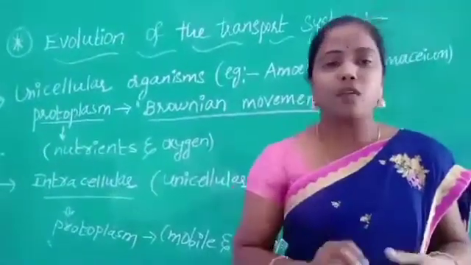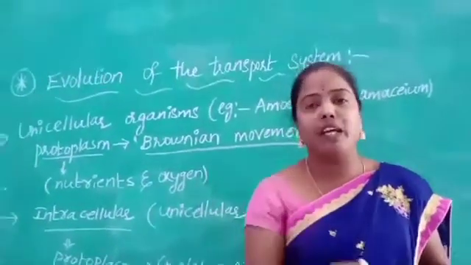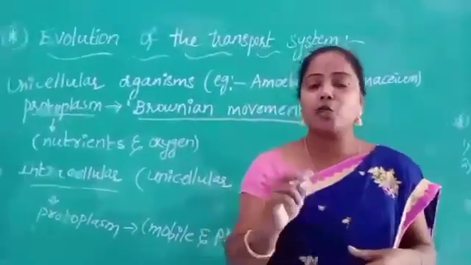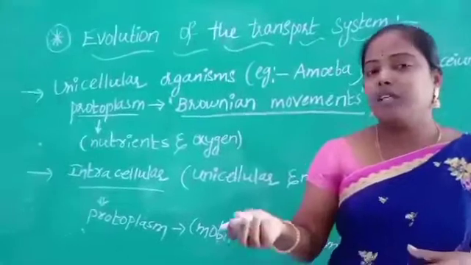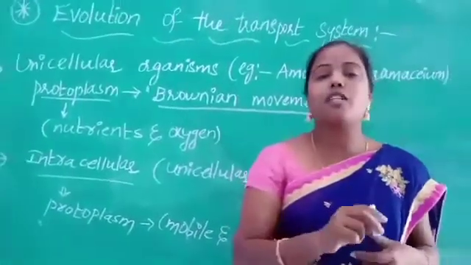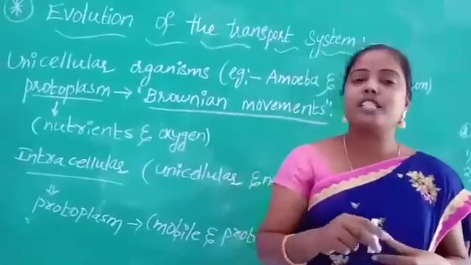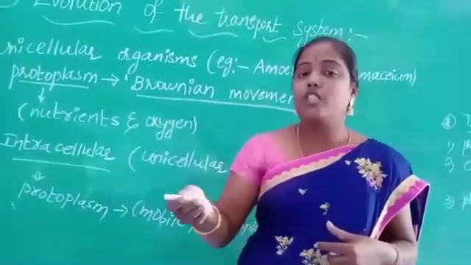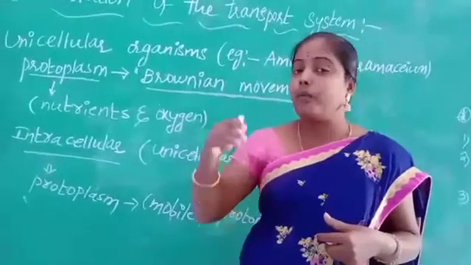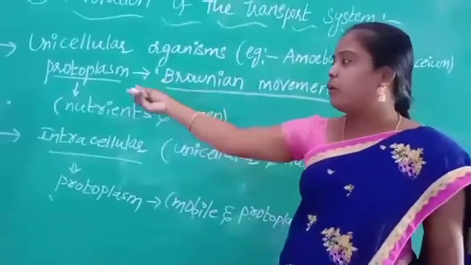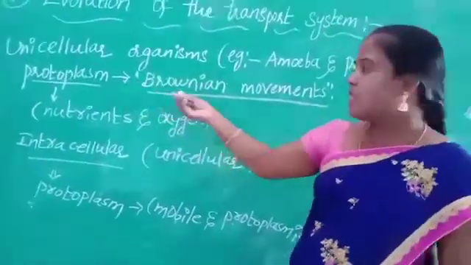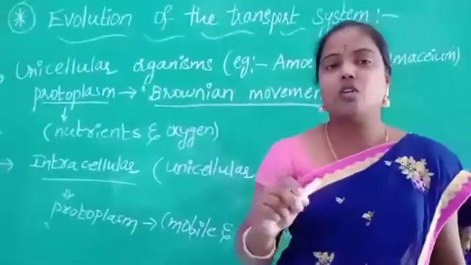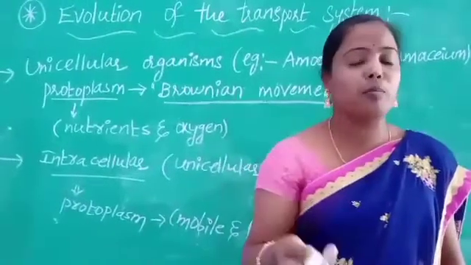Very important one mark question: what is called Brownian movement? In some unicellular organisms, the protoplasm shows some movements. The protoplasm is responsible for absorbing nutrients and oxygen into the cell and removing the waste materials outside of the cell. That's why the protoplasm shows some movement. This movement is called Brownian movement. Unicellular organisms show Brownian movement.